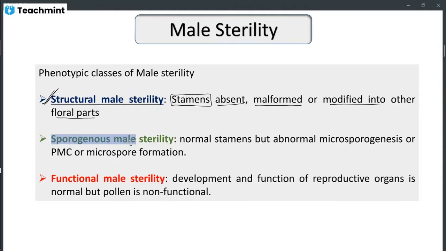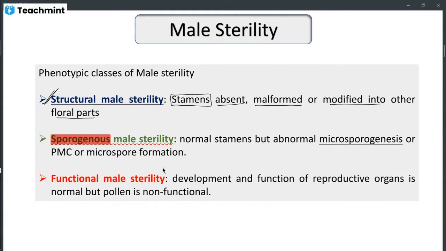And the next is sporogenous male sterility. The name itself indicates that the defect is present at the sporogenous stages. So here the stamens are formed and the stamens are normal. But what is abnormal is microsporogenesis, the process of formation of the microspore, or either the pollen mother cell itself is abnormal, or the microspore that is formed might be in an abnormal condition, right?